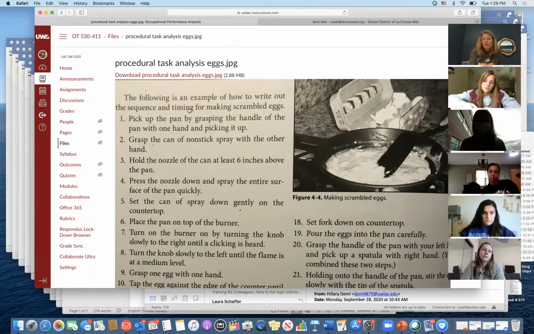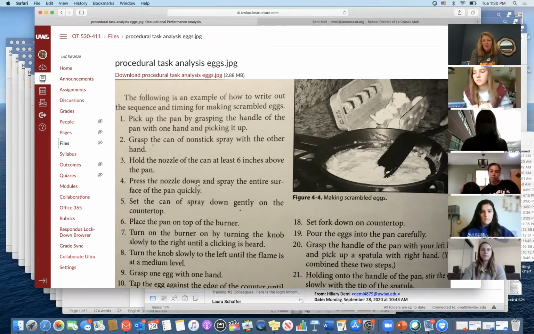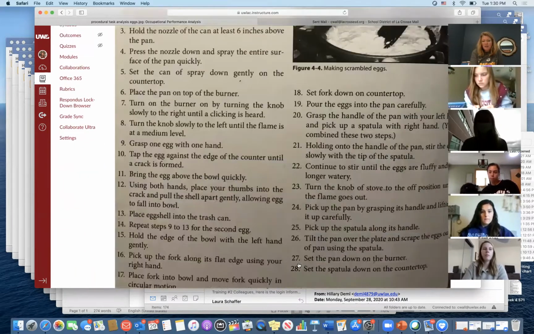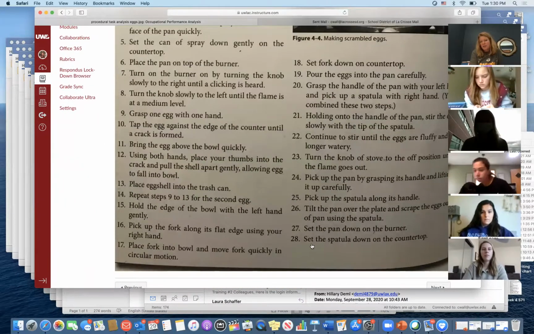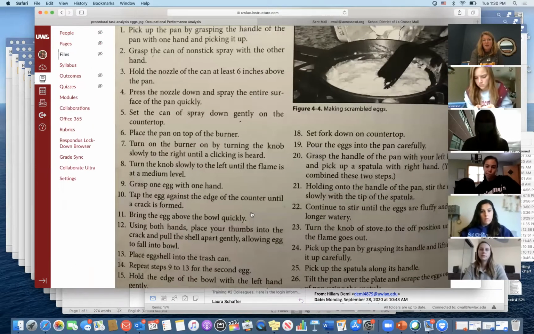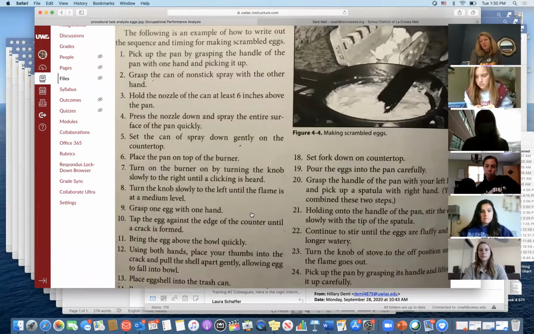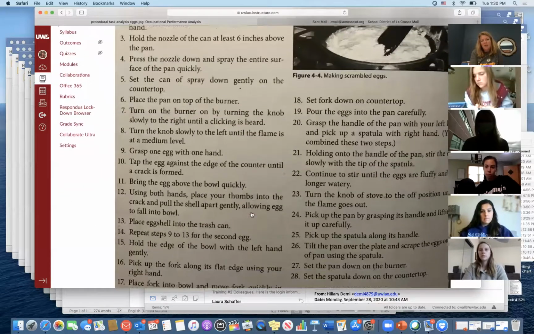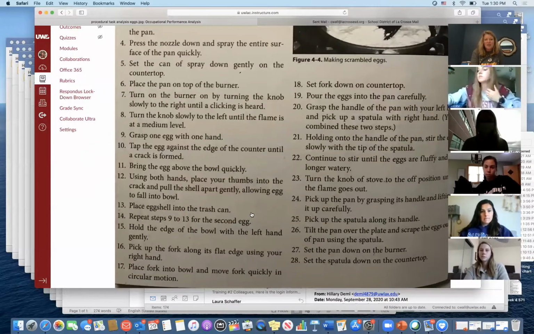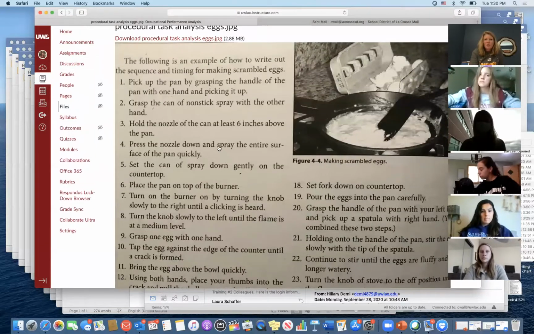So this is right from our textbook. This is their task analysis. You can see how long it is: it's 28 steps to make some scrambled eggs. That tells you this client probably needs a lot of details. Scrambled eggs seem pretty simple to me, and I was surprised when it said 28 steps. They really broke everything down very clearly, and they always started with a verb, just like they said.